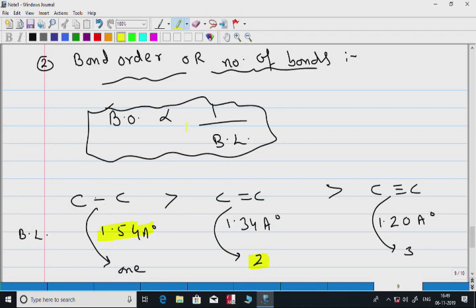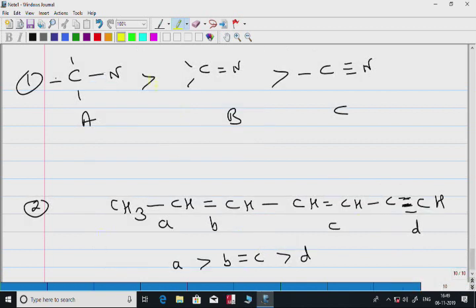It means if one value is increased, other one will decrease. See, bond length is decreased. Now, number of bonds are again increasing. It means bond length will again decrease. So if number of bonds are increasing, bond length will get decreased over there. Now get it? Now attempt this question.